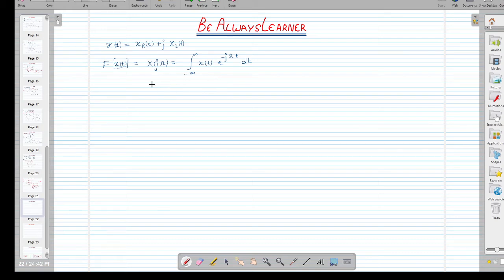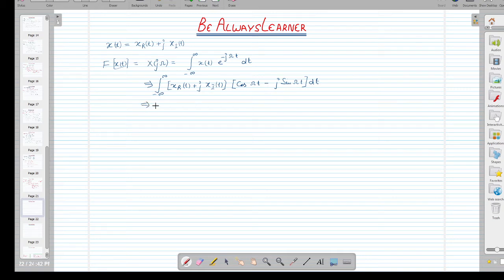Now, as x is a combination of real and imaginary part, because x is a complex number, so I can put the value of x, which is the combination of imaginary and real part, and that is multiplied by e raised to the power minus jωt. But through Euler's equation, I can represent this by cos ωt minus j sin ωt dt. I can also represent it like this.